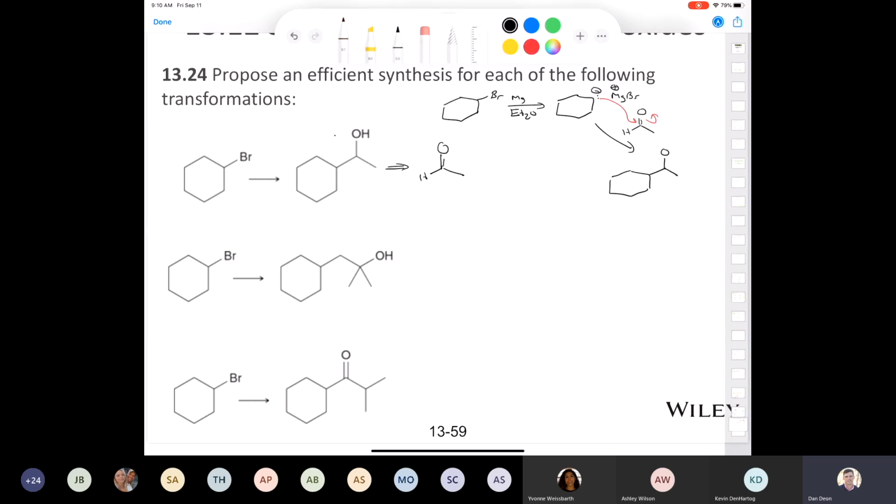We have the charge here, right? Like that. And then in the next step, you treat that with water to get the product. So overall, the first step is magnesium and diethyl ether. The second step is to treat it with this aldehyde. You don't have to know the name of the aldehyde, of course. And then the last step is to treat it with water. All right, so there we have it.